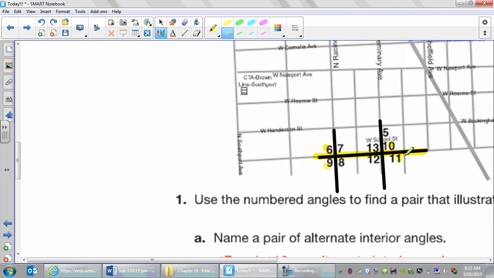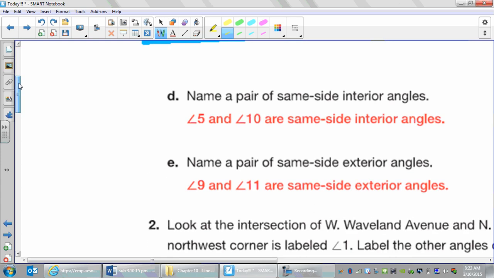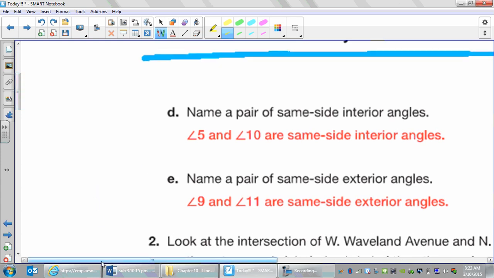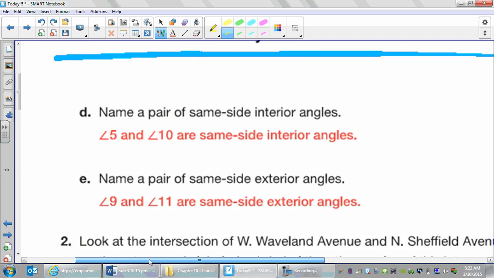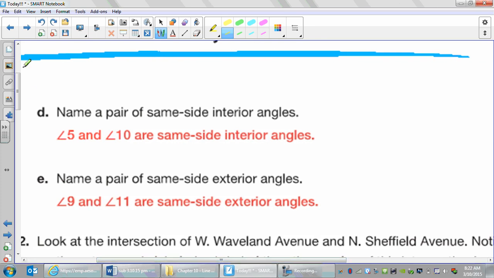So 9 and 11 are on the same side of the line. Remember, this thing's a transversal. And then 10 and 6. So write one of those down or both of them. Same side exterior angles.